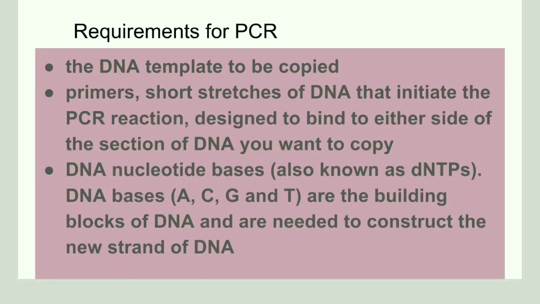Next, we will be discussing the requirements needed for carrying out a PCR. A PCR needs a DNA template, that is, the DNA that has to be copied. It needs primers. Primers are short stretches of DNA. These bind to the section that has to be copied and initiate the PCR reaction. Next, it is DNA nucleotide bases, also referred to as dNTPs. These add the DNA bases, that is A, C, G as well as T.